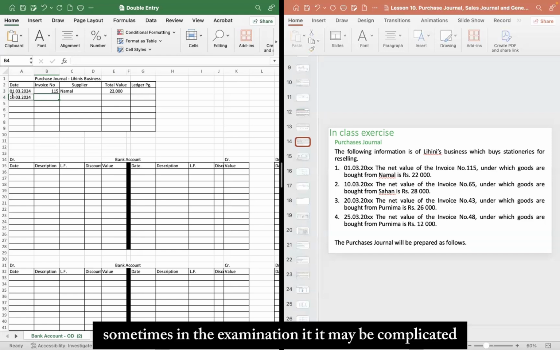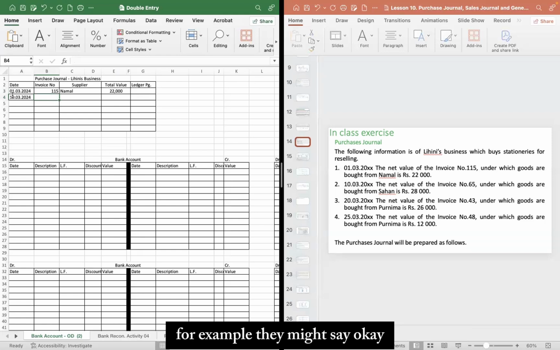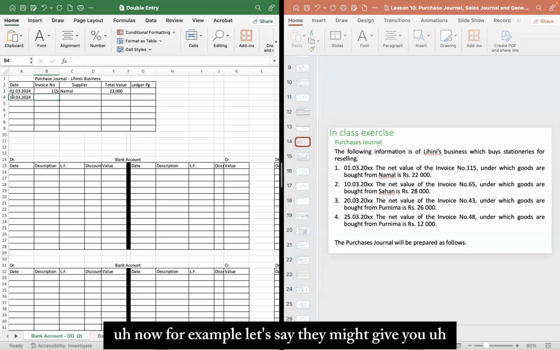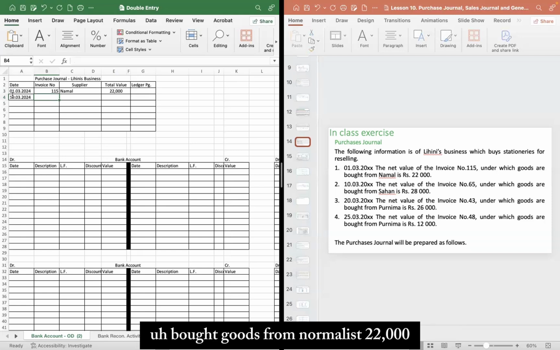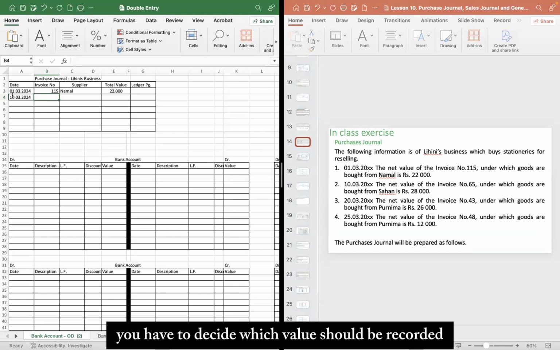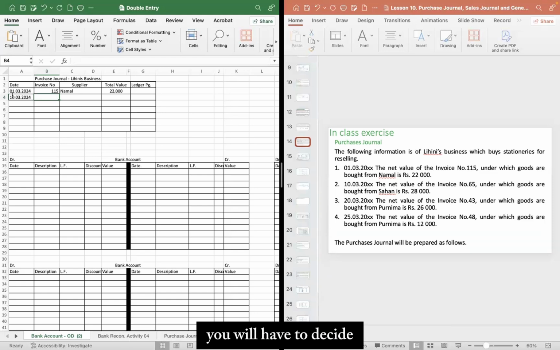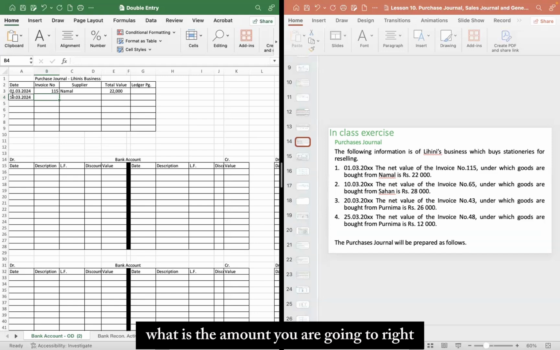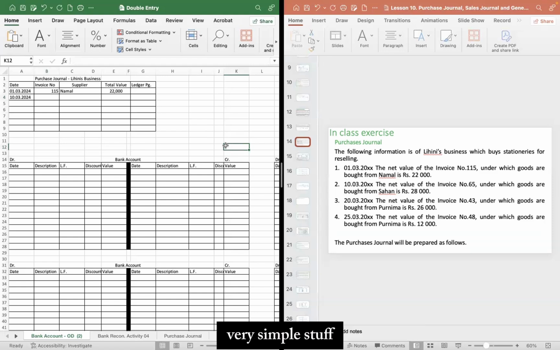Sometimes in the examination, it may be complicated. For example, they might say this much of trade discount is given. They might give you goods from Namal worth 22,000 and a trade discount of 10%, and then you have to decide which value should be recorded. Is it 22,000, or 22,000 with 10% deducted? Likewise, you will have to decide what amount to write. In this example, it's just plain vanilla, very simple stuff.